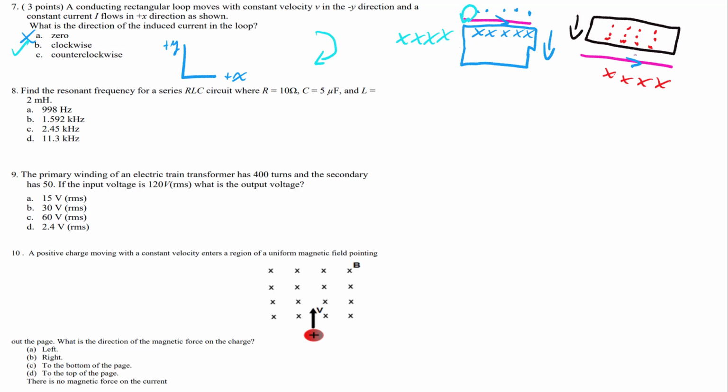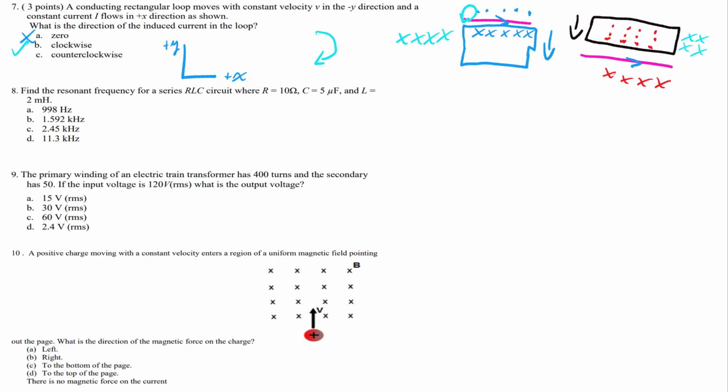Because we are increasing flux, I want to fight that change. So to fight an increase, we're going to go in the opposite direction. Currently my direction is going to be periods. The opposite of periods is going to be X's, and therefore my flux is going to be X's now.